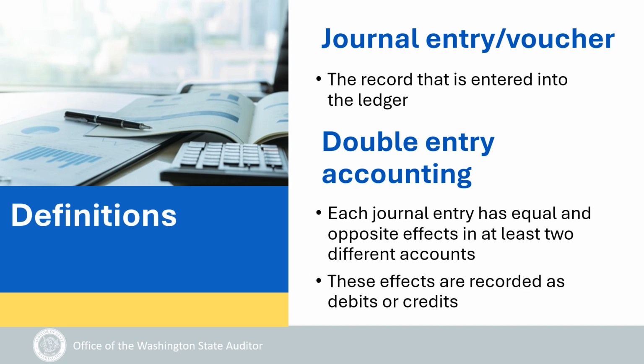Transactions get entered into the ledgers via journal entry, sometimes also called journal voucher. The journal entry is just the transaction information translated into a specific accounting format, which we'll practice later. We use what we call double entry accounting, which means every single journal entry impacts at least 2 different accounts. The journal entry has equal and opposite effects on those 2 accounts, which are recorded as debits and credits. Said another way, the journal entry debits must equal the credits.